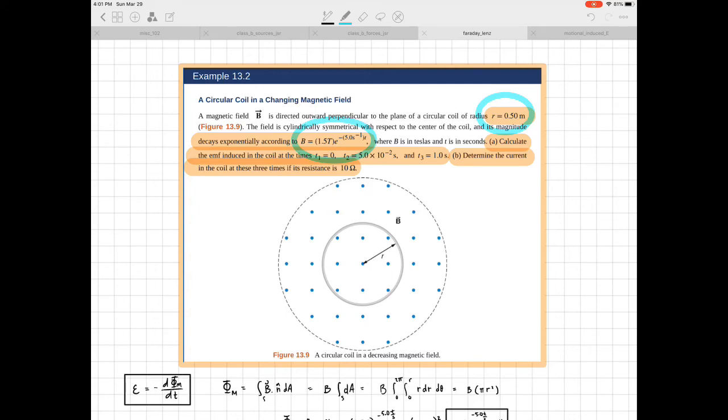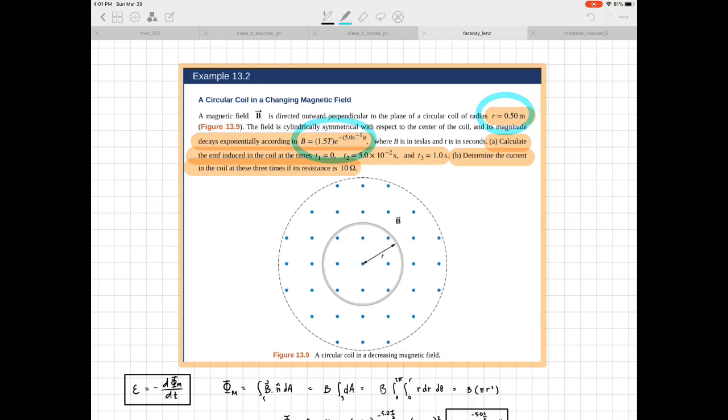Now, what we want to do is calculate the induced EMF in the coil at different times. And then for the second part, we're going to determine what the induced current is using Ohm's law. So before we start, we're going to use Lenz's law to determine the direction of the induced current.